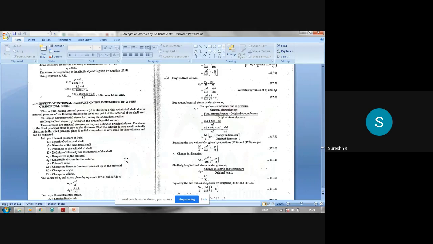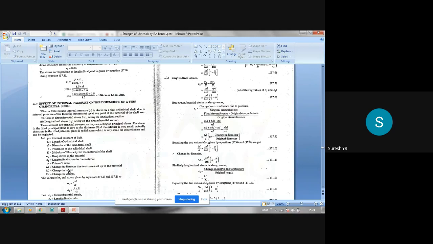Mu is the Poisson's ratio. Let us take delta D as the change in diameter due to stresses that are going to be set up in the material. Delta L is the change in length. So you are having two things here. One is delta D, change in diameter. Delta L is the change in length. Delta V is the change in volume. So these are the notations we are going to follow.